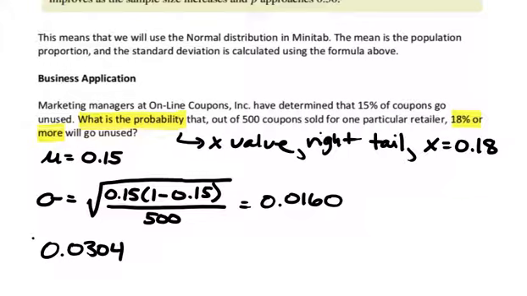Now let's take a minute to interpret this. So in this situation, we have the coupon company, and we're saying that the probability that out of 500 coupons sold, 18% or more will go unused is only about 3%, if this is the probability for the population, 15%. So this means that it's not very likely. 3% is not a very high probability. And so what that tells us is that there's probably something wrong with the website or with the customer's ability to use the coupons if so many coupons are not being used.